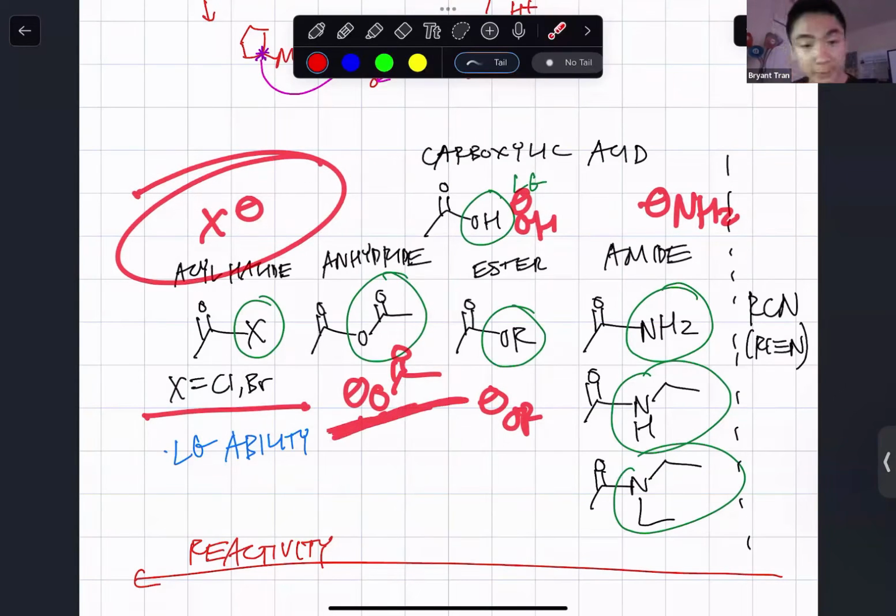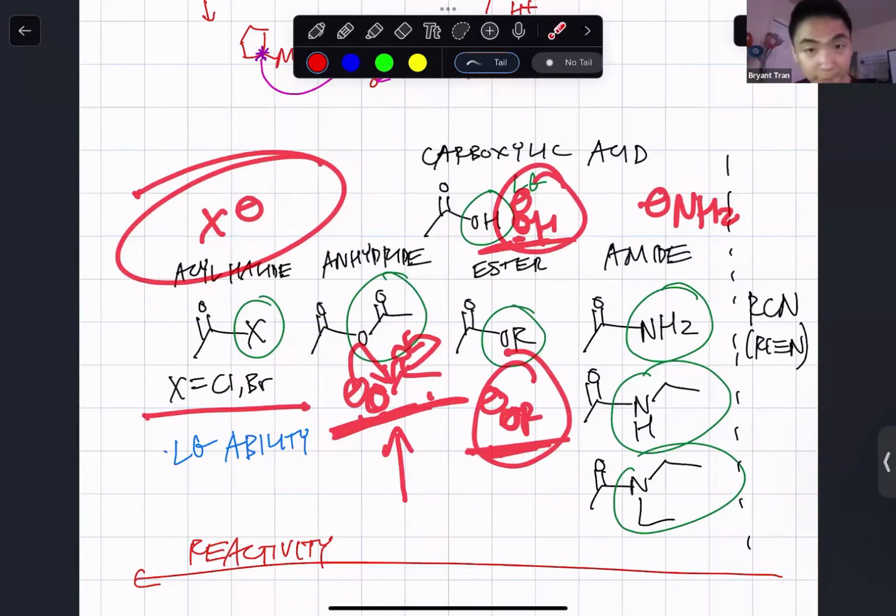This carboxylate here is the second best, because the similarity between these three is that there's a negative charge on oxygen. So electronegativity does not matter here because it's the same atom, oxygen. But we see that the negative charge on this leaving group can do resonance with the carbonyl. And when a molecule can do resonance, it's going to be more stable. So that's why this leaving group is better than these two leaving groups right here. These two leaving groups are very similar. That's why I put carboxylic acid next to ester, because they're going to have similar reactivities.